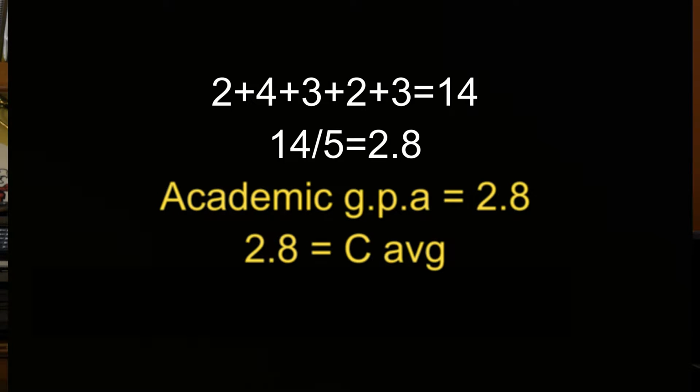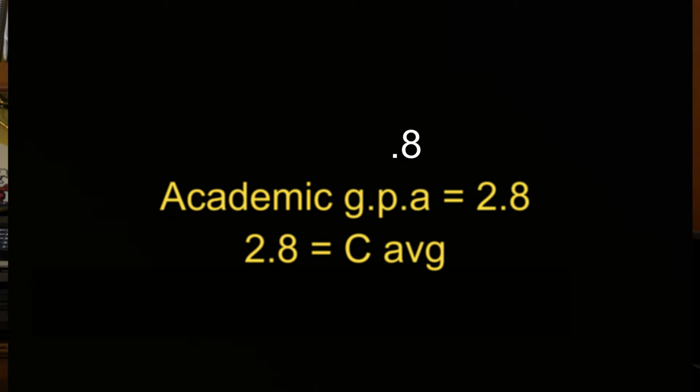You add those all up, that equals 14. Again, you divide it by 5. 5 equals the number of classes, and that would equal a 2.8 GPA. So here are 3 keys to improving your child's grade point average.